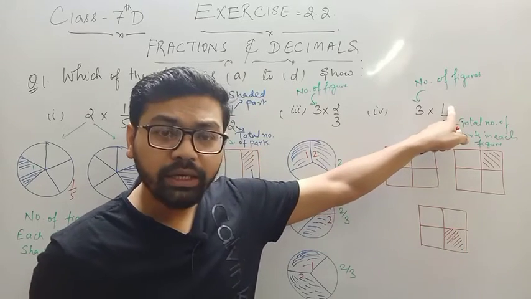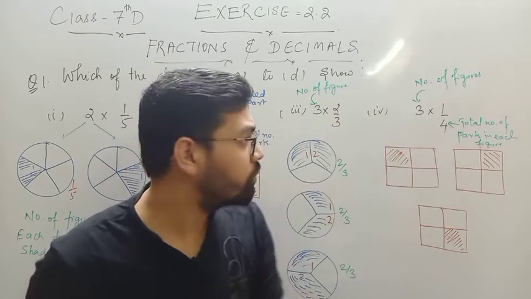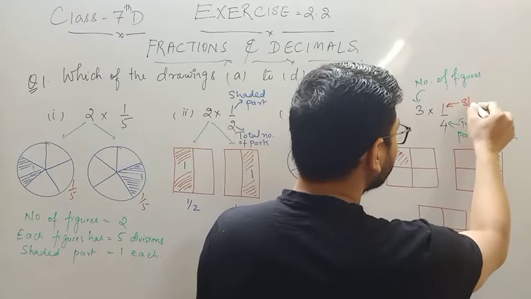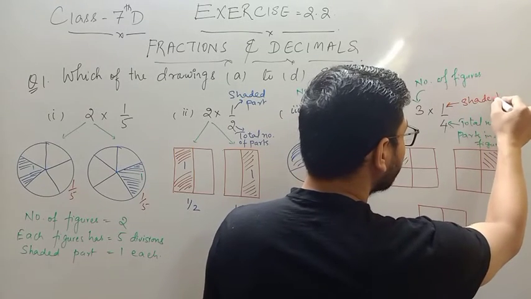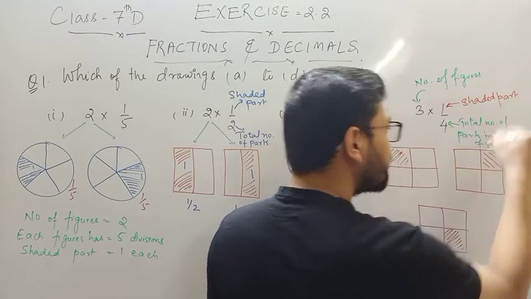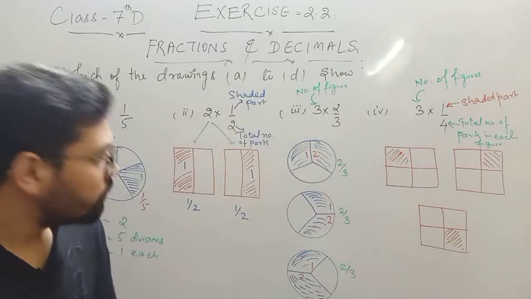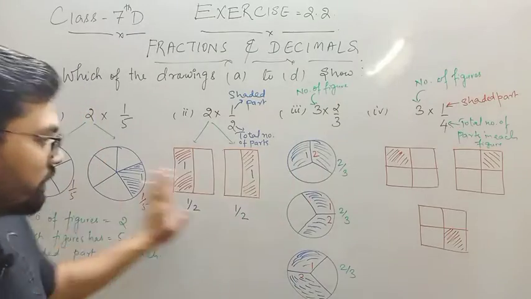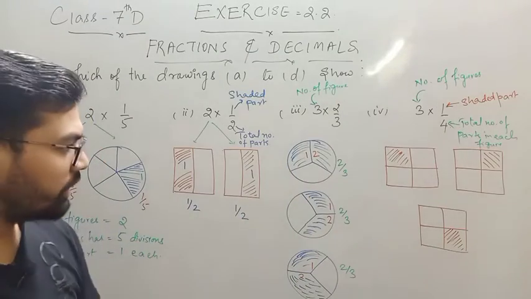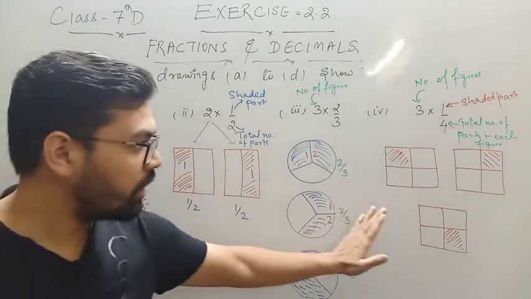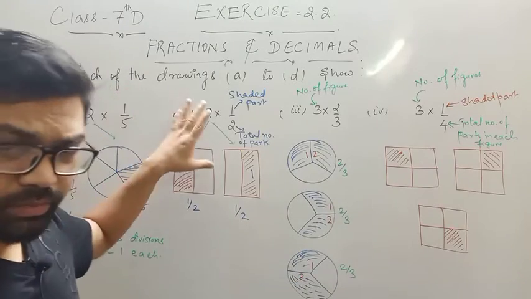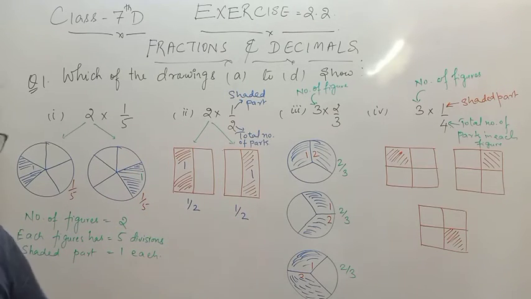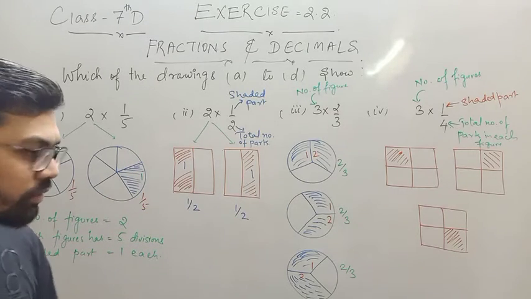And what does this 1 indicate? Only 1 part is shaded out of 4. Shaded part, or you can say shaded portion. So in this way you have represented these mathematical expressions like this. This is the simplest way of representing mathematical fractions using these diagrams. Note these figures down fast.